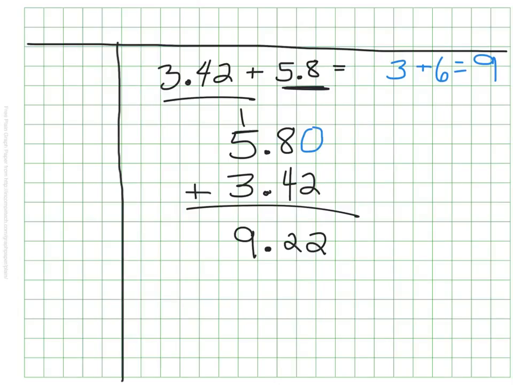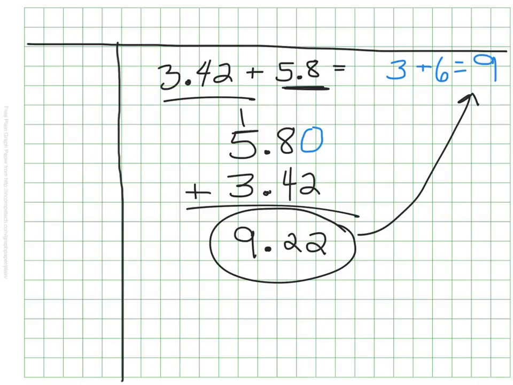And I get an answer of 9 and 22 hundredths. And that's pretty good. That's close to what my estimate was. If I had lined this up incorrectly, I might have gotten something completely off base, far from 9, and that would have been a good indicator that I had made a mistake somewhere along the way.